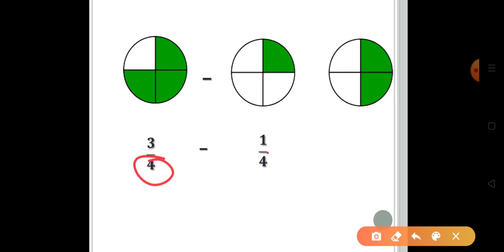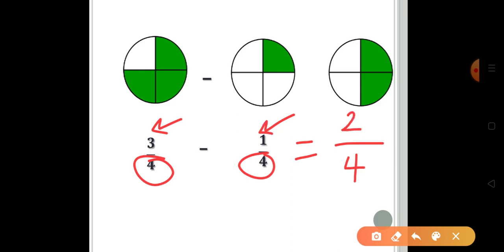The denominators here are the same, so we subtract the two numbers on the top. 3 minus 1 equals 2. The answer will be 2/4. This is like when we add fractions of the same denominators. So, if the two fractions have the same denominator in addition or subtraction, we just keep the denominator and add or subtract the two numbers on the top.